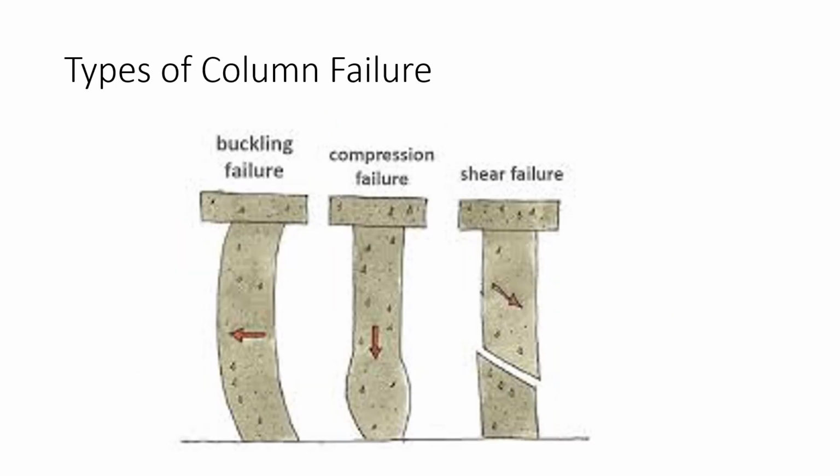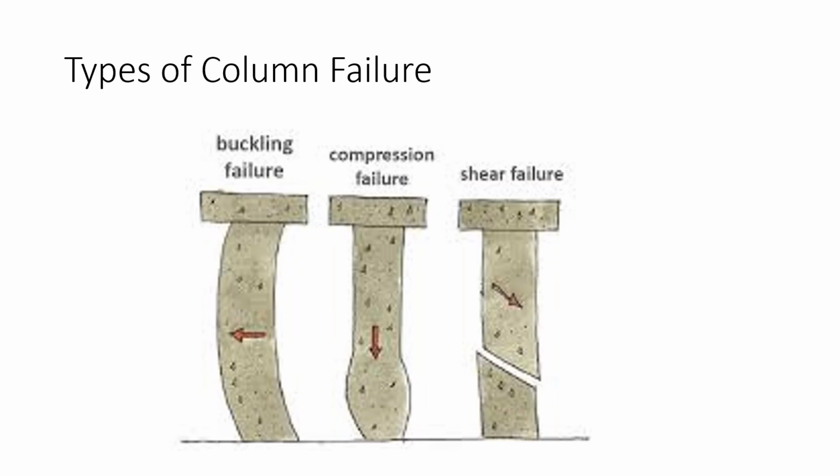The last type of failure that I want to talk about today is failure in columns. Failure in columns can occur in compression, in buckling, or a combination of buckling and compression, or essentially shear. Compression more likely will occur in short, stocky columns, and buckling will occur more likely in really long columns. We will talk about buckling in columns in a subsequent lesson, but it essentially occurs when the load applied exceeds a critical load that depends not only on the material, but also on the shape and the size of the column.